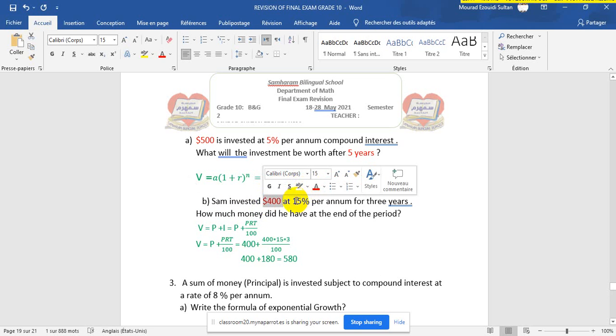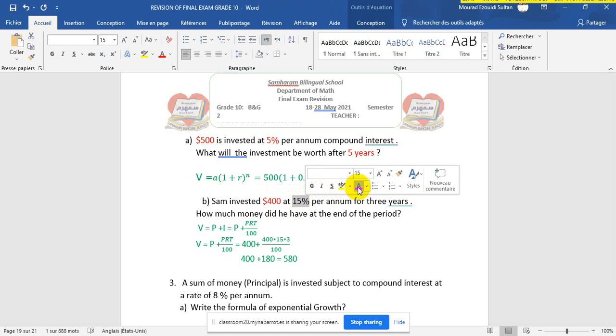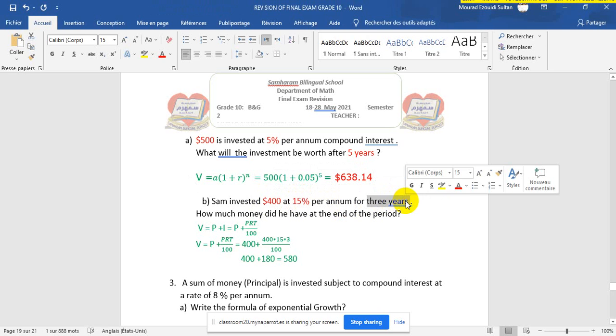Okay. The rate, my daughters, is 15% per annum, and 3 years. This is the number of n, which is the number of years or period of time. Now, how much money did he have at the end of the period? For example, if one girl invests in the bank 400 Riyal Oman at 15% per annum in 3 years.